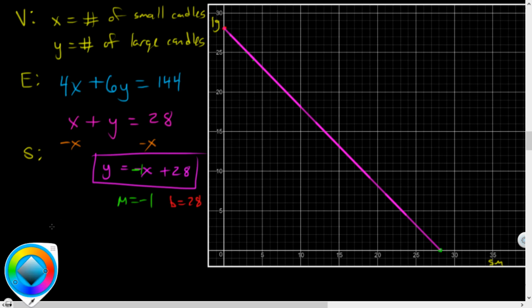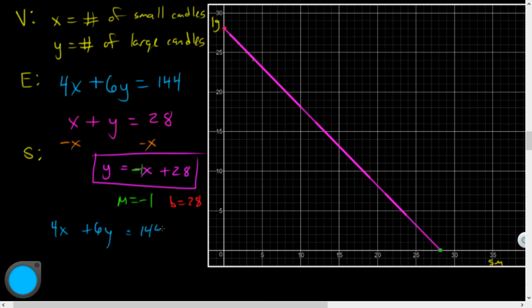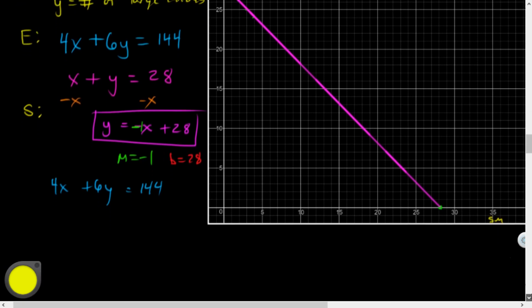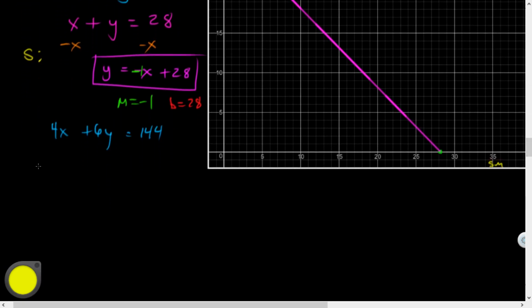All right, for this one, 4x plus 6y equals 144. This looks very calculator necessary. Let's do the intercepts method to graph this. To find the x-intercept, do you guys remember what we would do? How would I find the x-intercept? I would plug in 0 for y, right?